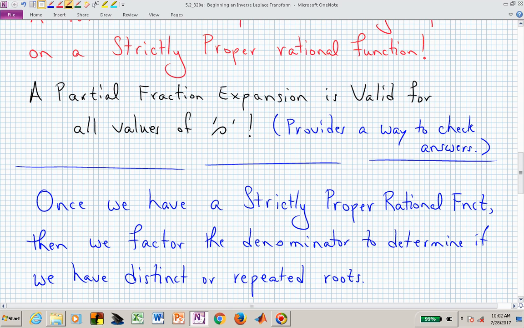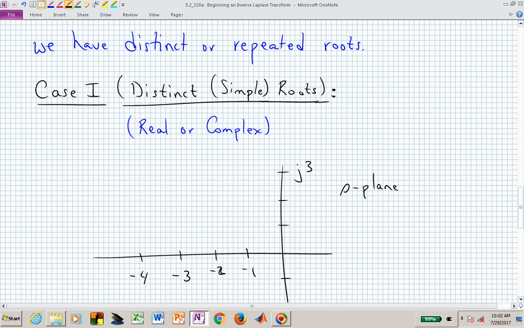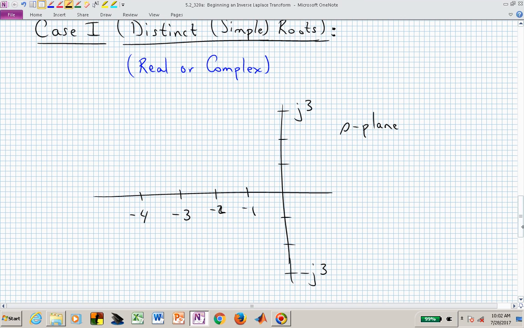Once we have the strictly proper rational function, then we need to look at the denominator and factor it and see if those factors are distinct or simple, or are they repeated. Let's look at the first case where we have distinct simple roots, and these roots could be real or complex and still be simple, meaning we might have a pole at -1, we might have a real pole at -4, we might have complex conjugate poles at -2 plus and minus j3.